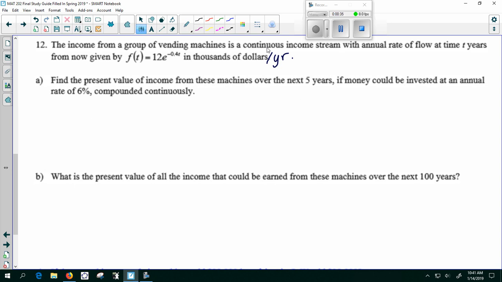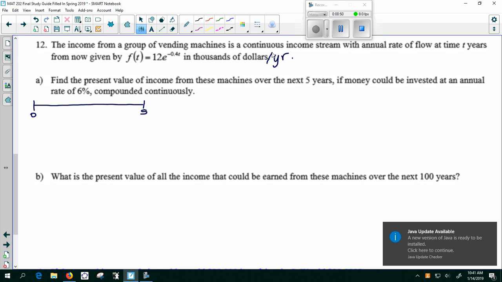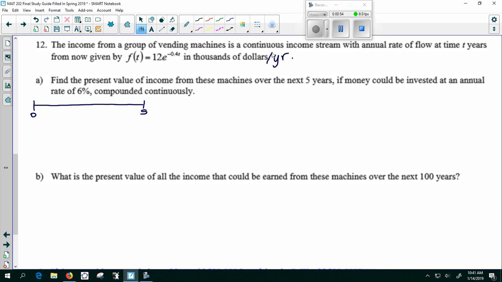So we're going to use our typical slicing approach. I'm going to take the 5-year time interval that they're asking about, 0 to 5, and slice it up into tiny time intervals, each one having a constant deposit amount on it. I'm going to pick a generic time t and a tiny time interval, delta t. So I'm just looking at this small interval of time.